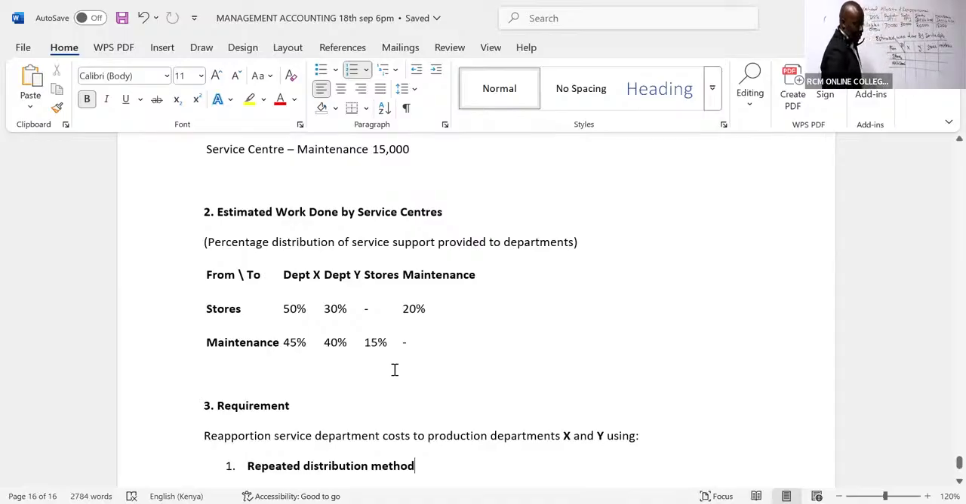All right. So they've given us here stores to production X, 50%. 50% of all the work stores did went to X. And then 30% went to Y. We shall always make the assumption that it's not possible for a department to serve itself. You can't get stores serving itself, so here put a dash.